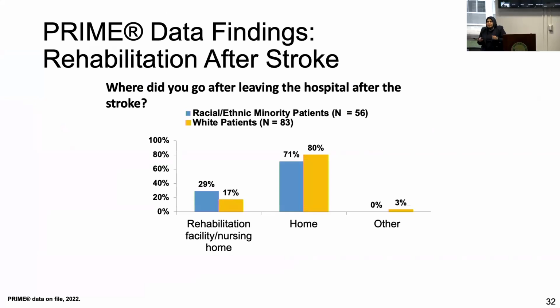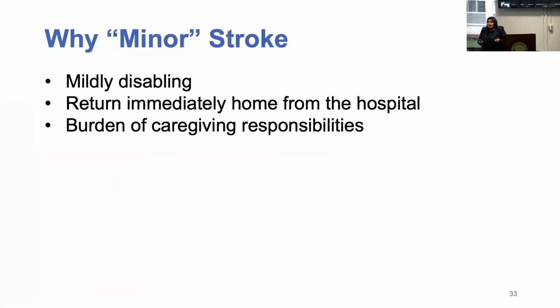So the burden counts. What do we know about where patients go after they have a stroke? Well, most of them go home. And that's what we found with our study as well. And then why minor stroke? Because these are people who are mildly disabled. So these are people who are still able to function almost at capacity, have perhaps a mild weakness in the hand, have mild difficulty speaking, but are good enough that when the physical therapist walks them, they can do it, and therefore they can go home.